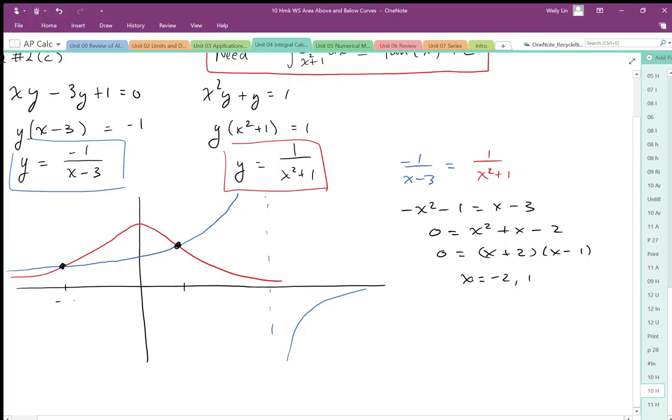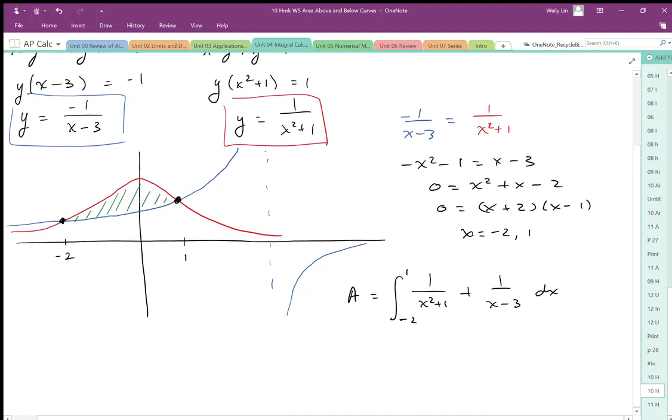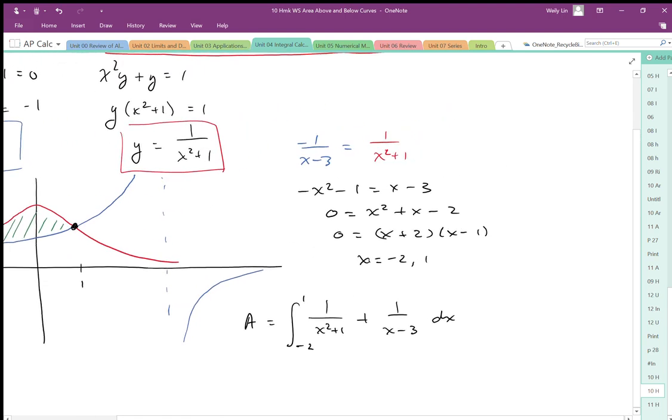So on our graph, we can see that at negative 2 and positive 1, those are going to be our bounds. And then we're going to solve for the area here by taking the top area minus the bottom area. So when I set up my integral, the area is going to be equal to, the bounds are going to be from negative 2 to positive 1, and it's going to be the red curve minus the blue curve. So it's minusing a negative, so we're just going to make it plus. There it is.